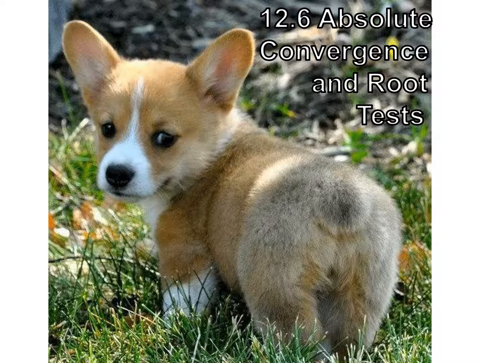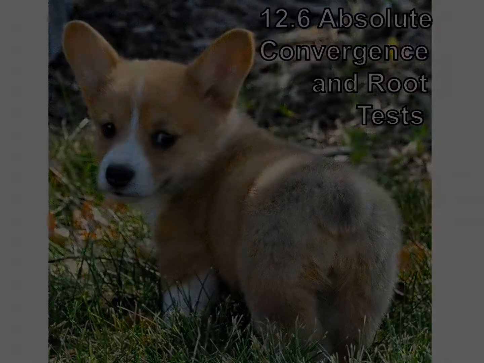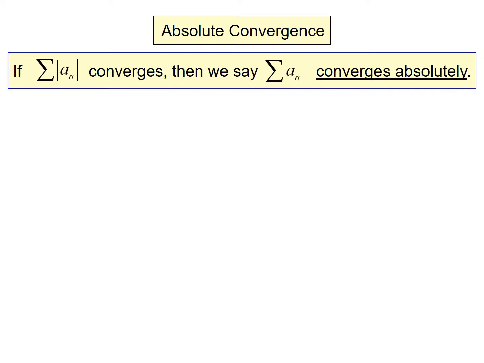Okay, we're going to take a look at what we call absolute convergence and how we can prove convergence with root tests. So if we take the sum of the absolute value of the terms, if that converges, then we say that the original series converges absolutely.